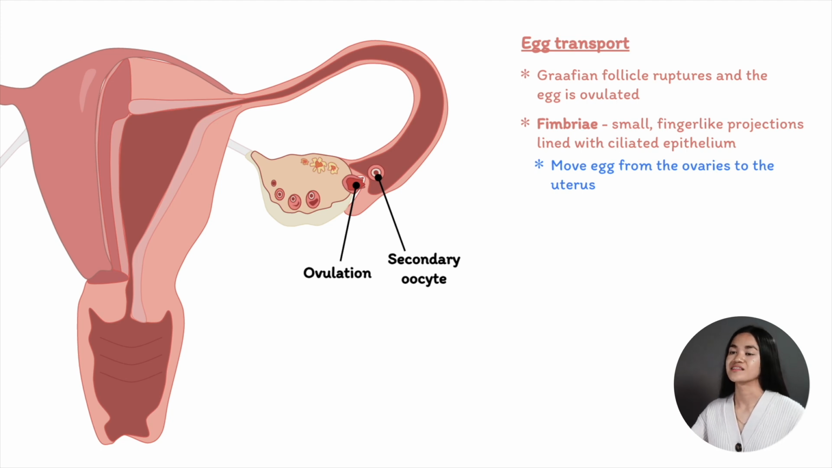The egg remains viable for only 24 to 48 hours. It's got a best before date. So for fertilization to occur, sperm must be released into the female reproductive tract between 5 days before and 1 to 2 days after ovulation, because the egg can only survive for about 24 to 48 hours. So that's the female gamete, the oocyte.